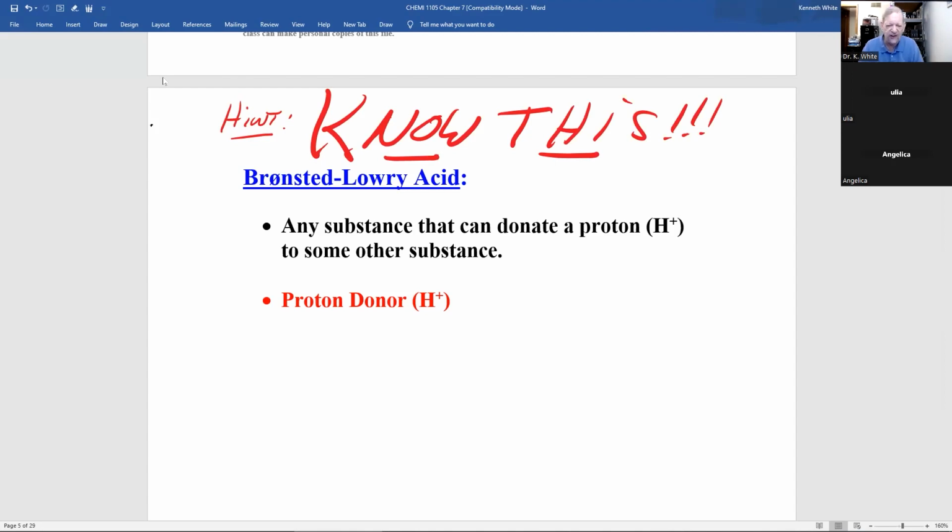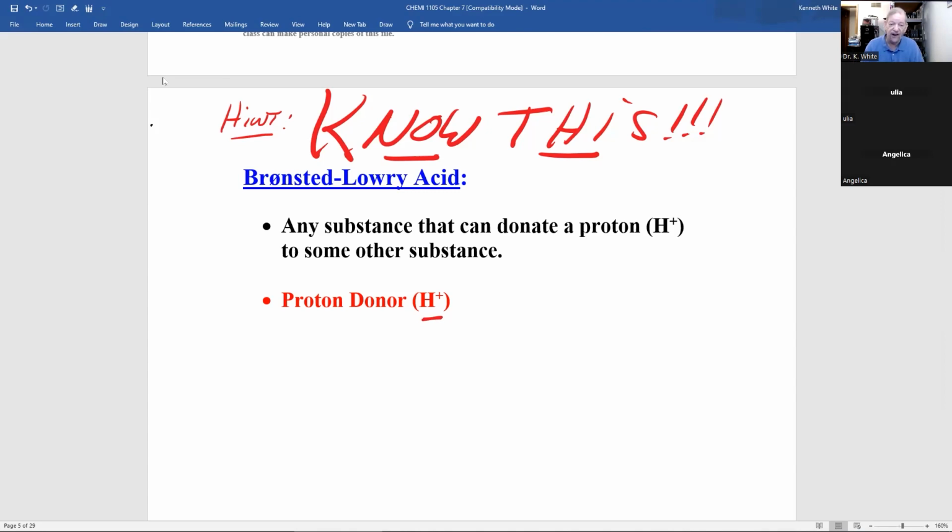What is a Brønsted-Lowry acid? It's any substance that can donate a proton. A proton is H plus to another substance. An easier way to remember it: a Brønsted-Lowry acid is a proton donor. If I'm a Brønsted-Lowry acid, here, take my proton. So you should know a Brønsted-Lowry acid is a proton donor, and a proton is H plus.